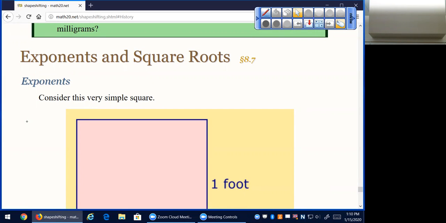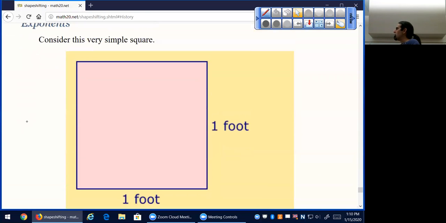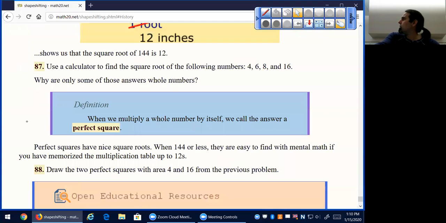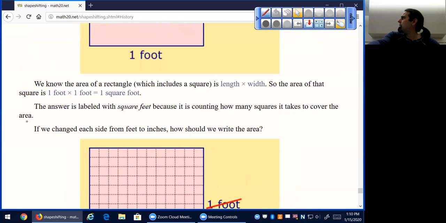One more quick topic. Exponents and square roots. I want to think about these a little more carefully, even though you know about what exponents are from other math classes. If I have a square, I need to make this a little smaller. Okay.